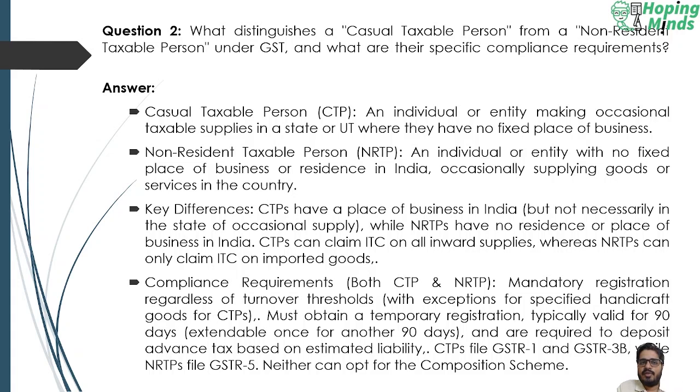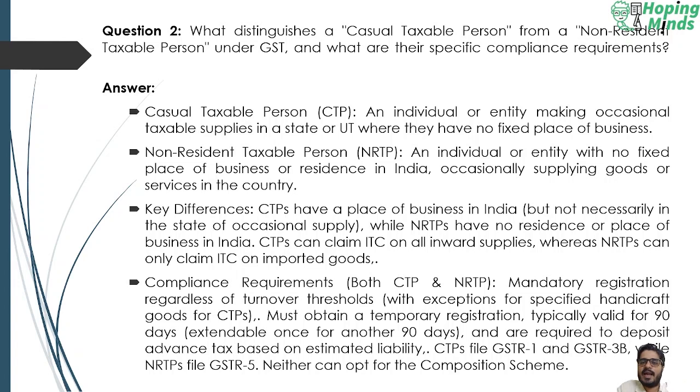So for example, a person willing to participate in a trade fair in another state where he doesn't have any fixed place of business during the festive season of Durga Puja. Such a person is required to obtain registration as a casual taxable person. Then non-resident taxable person: an individual or entity with no fixed place of business or residence in India, occasionally supplying goods or services in the country.